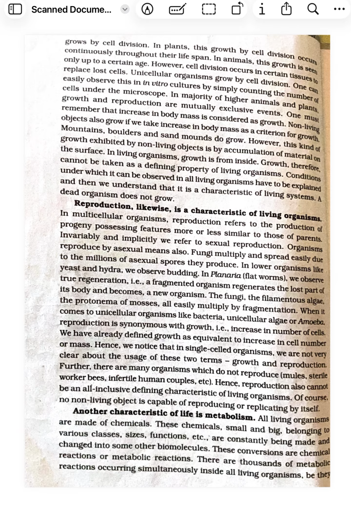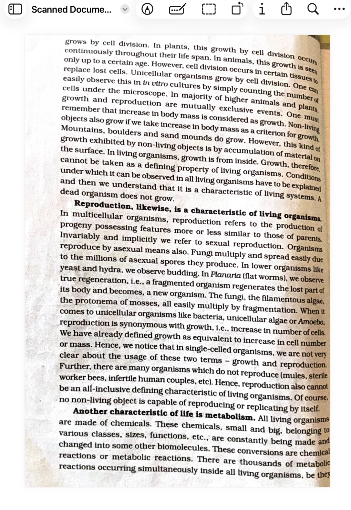We all know about Rudolf Virchow, who explained the formation of new cells. According to him, the old cells will form the new cells. New cells arise from pre-existing cells. So this is what is given here. However, cell division occurs in certain tissues to replace the lost cells.